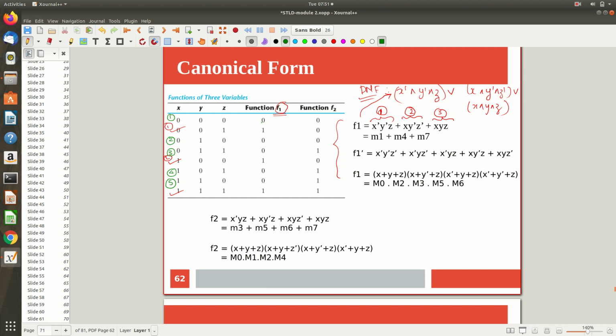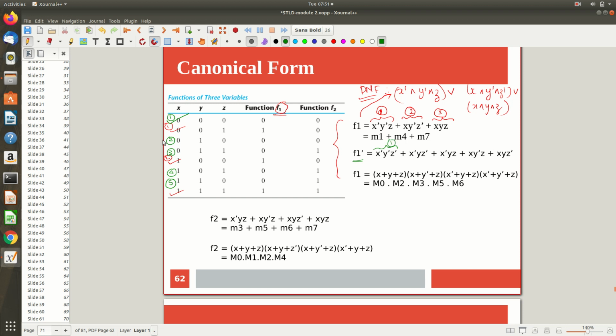evaluated to 0. The function is giving me a 0, or its complement is giving me a 1. So both are equivalent, right? Function evaluating 0 means its complement is evaluating 1. So what you can see is the function complement, f1 complement, is giving me a 1 when f1 is equal to 0. So what are all the cases where f1 is equal to 0? This is the first case. How can you write it? The first case you can write like x dash y dash z dash.